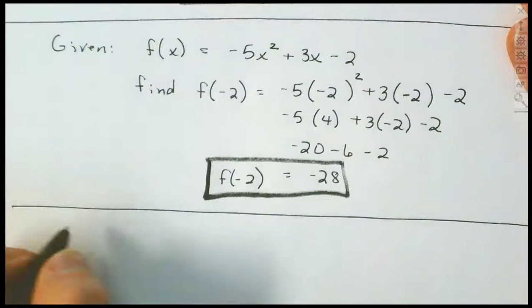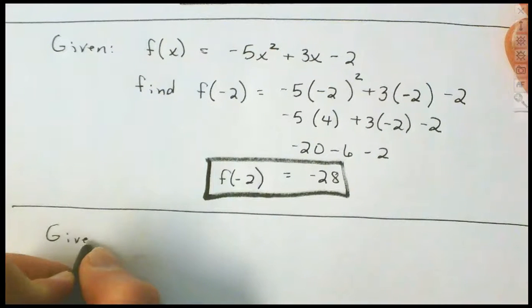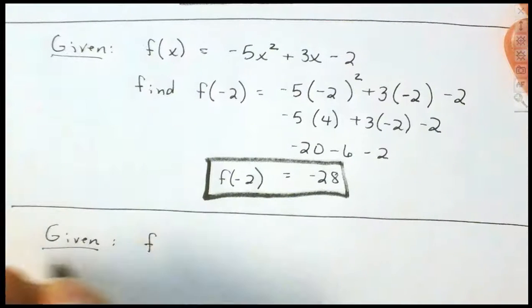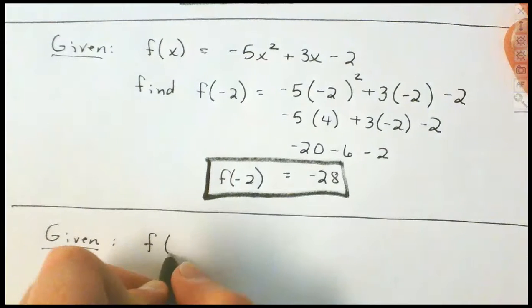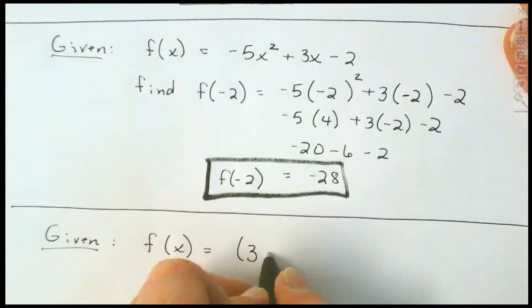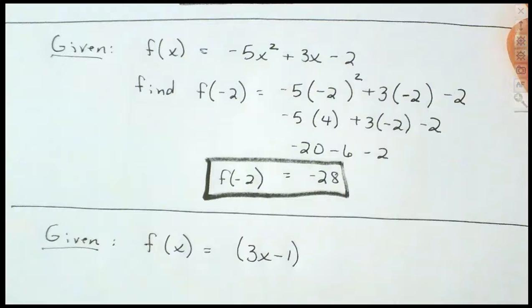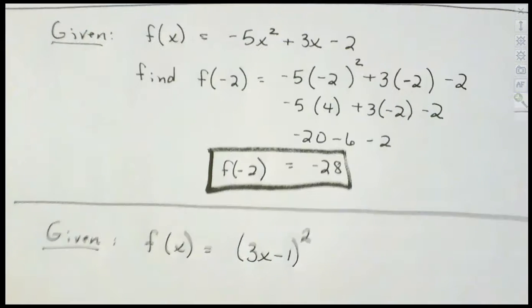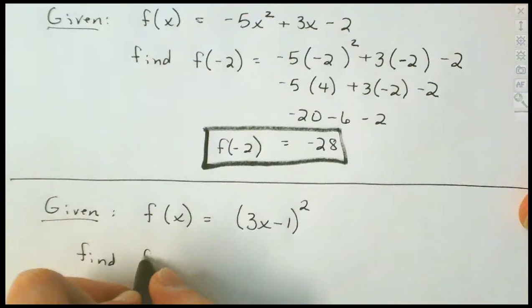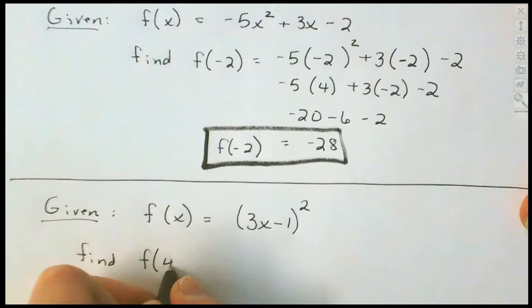Let's look at one more of these, and then we'll go on to another topic with functions. So let's say you're given f of x is, how about (3x minus 1) quantity squared. This is what we're going to be looking at here. And I want you to find, let's say, f of 4.